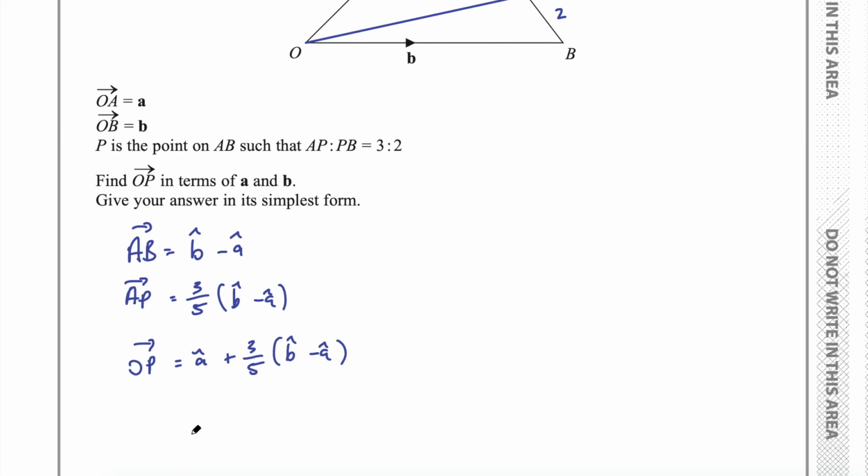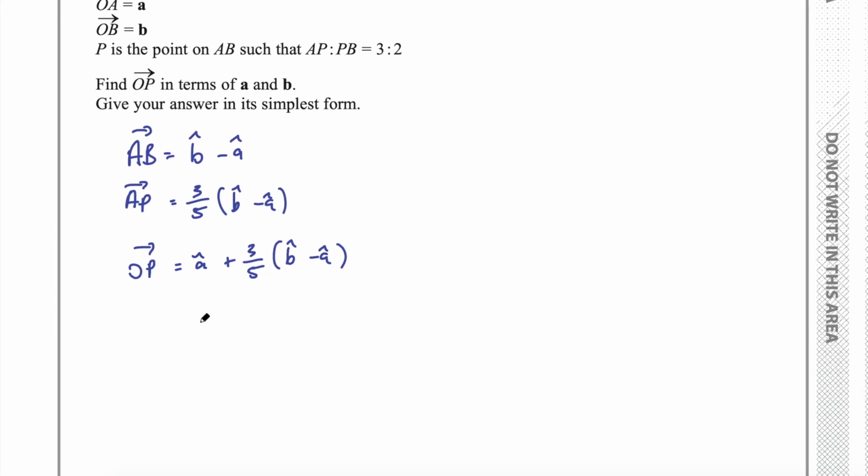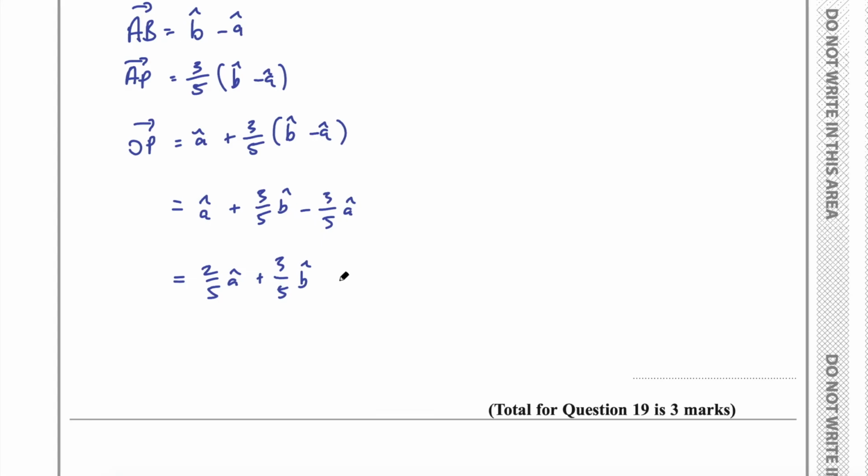All right, and then we just need to simplify that, and that will be our final answer. So expand these brackets out. 3/5 B take 3/5 A. A take 3/5 A. 1 take 3/5 is 2/5. So I'll be left with 2/5 A plus 3/5 B. Another way of writing that is 2A plus 3B on 5. And that's my final answer there. Not too bad for 3 marks.